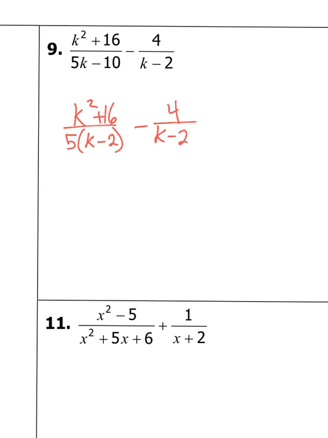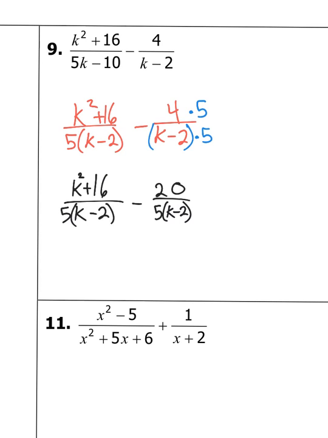Now it's a little easier to say, well, this is 5 times k minus 2, and then this one's k minus 2. So the only thing that's missing, so that they're like denominators, is if this was being multiplied by 5. If I do that on the bottom, I just have to do that up top. Now both my denominators are the same, so I'm going to go ahead and subtract. I'm just going to subtract the like terms, so I get k squared minus 4.